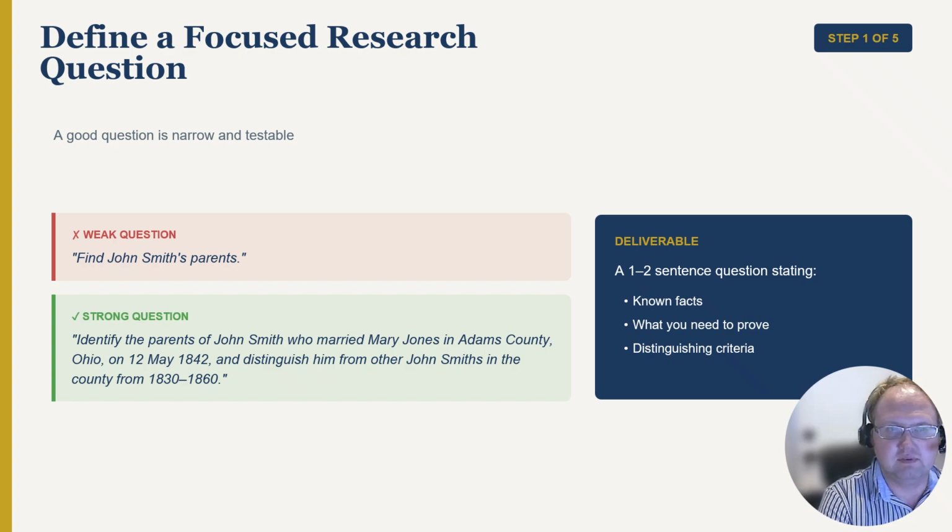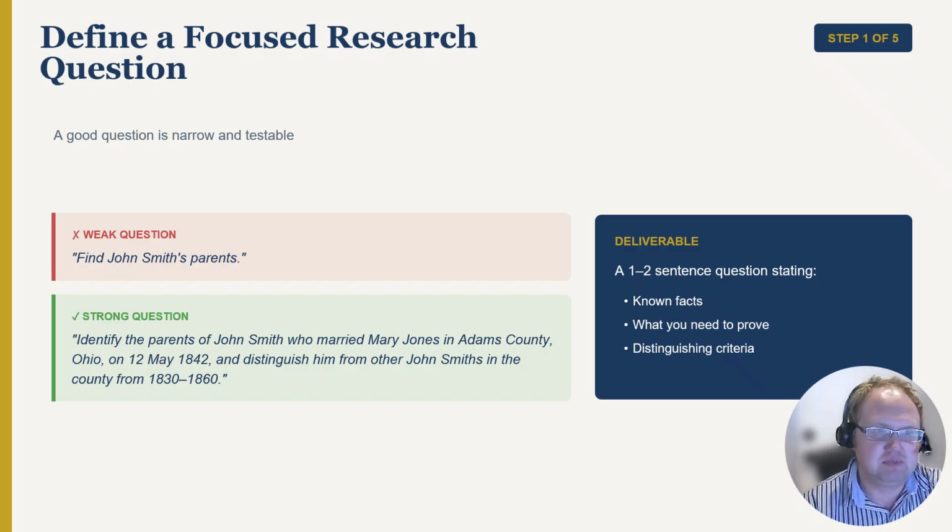All right, slide 4. Step 1, define a focused research question. Let's examine each step in detail. Step 1 is defining a focused research question, and this is where precision matters enormously. Look at the weak question, find John Smith's parents.